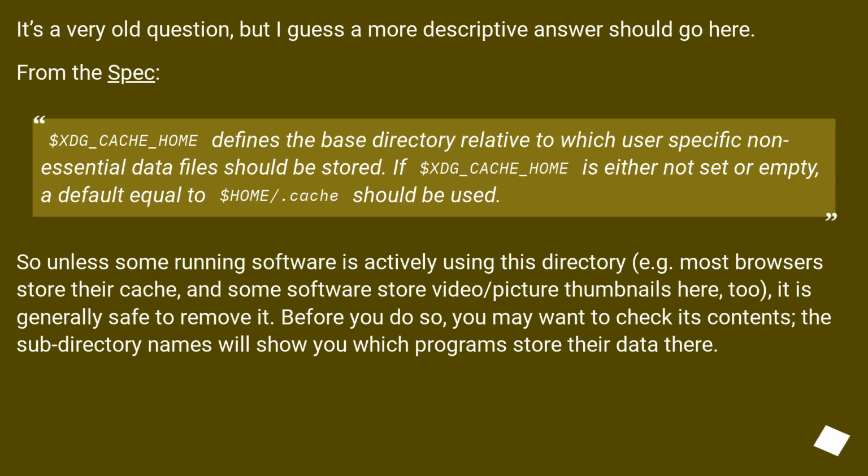It's a very old question, but I guess a more descriptive answer should go here. From the spec: $XDG_CACHE_HOME defines the base directory relative to which user-specific non-essential data files should be stored. If $XDG_CACHE_HOME is either not set or empty, a default equal to $HOME/.cache should be used.